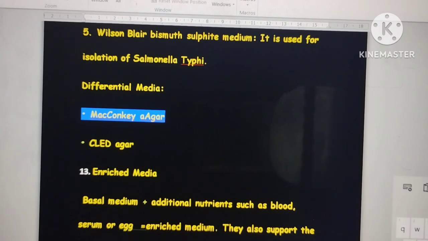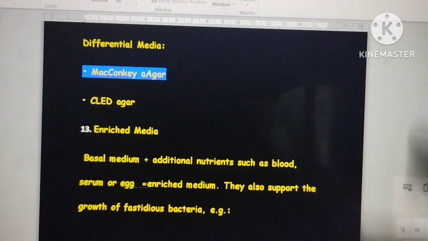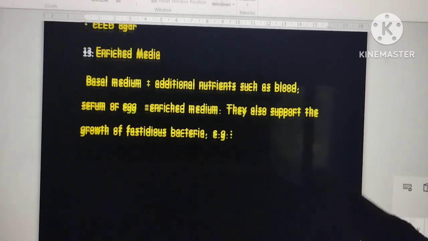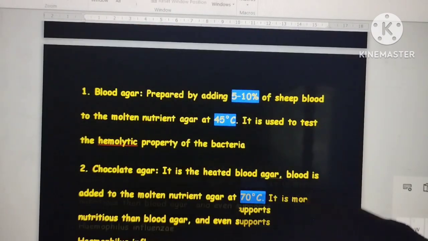So to the basal medium we will be adding some of the nutrients, like it can be egg, it can be blood, or it can be serum, to make it supportive for the growth of the bacteria. Okay, so that is a definition. So examples here are the blood agar, chocolate agar, and Loeffler's serum.